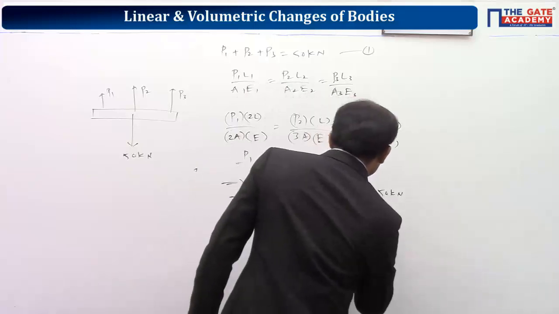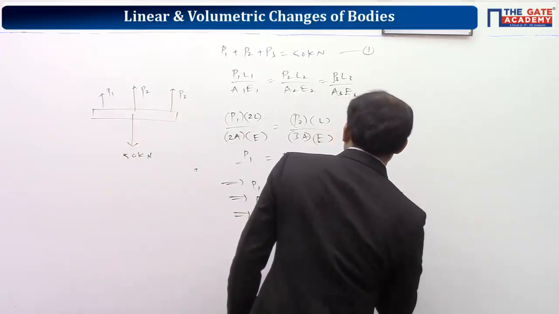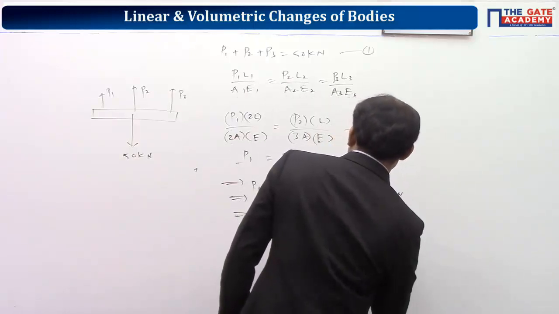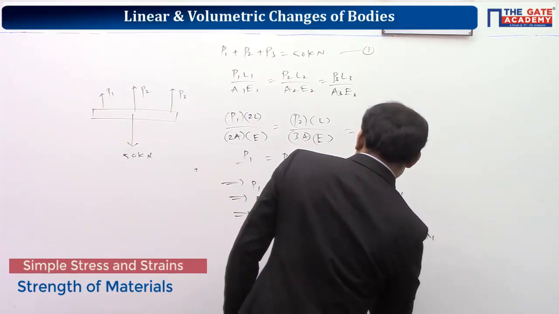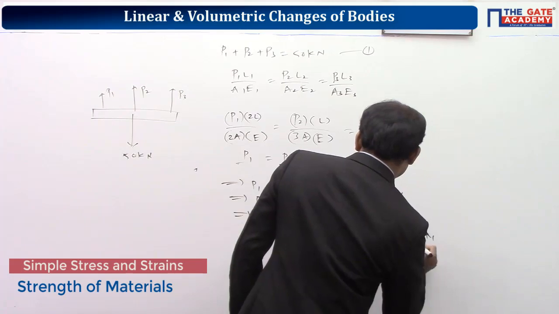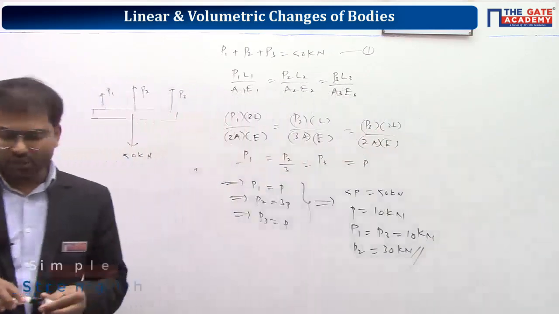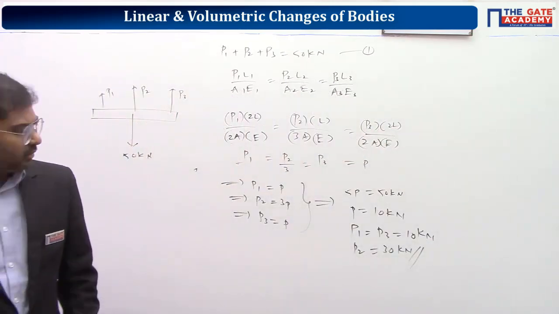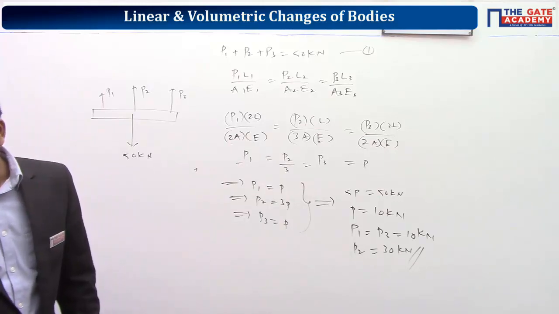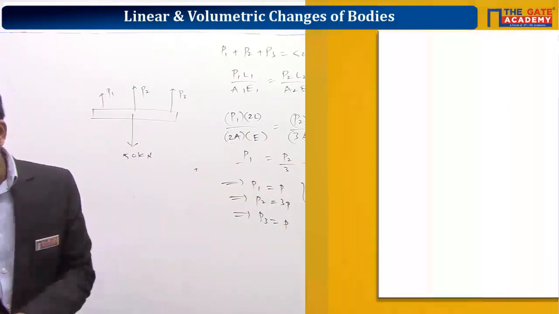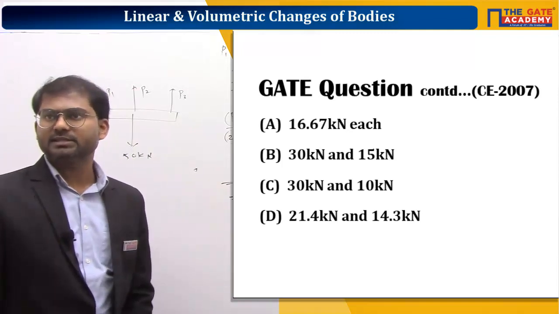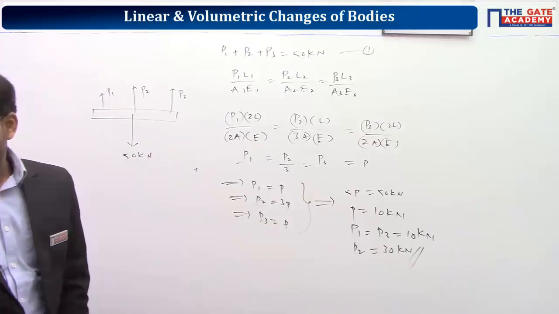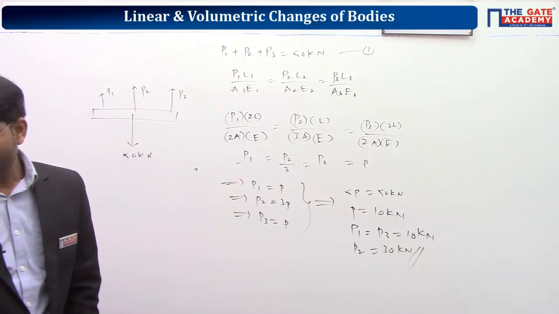So this gives you P is equal to 10 kilonewton. This implies P1 is equal to P3 is equal to 10 kilonewton and P2 is equal to 30 kilonewton. So the central rod is experiencing 30 kilonewton, and the outer rods are experiencing 10. Central and outer rods should be given in sequence: central is 30, outer is 10. So 30 comma 10. C is the answer here. Okay, so we are done with this.